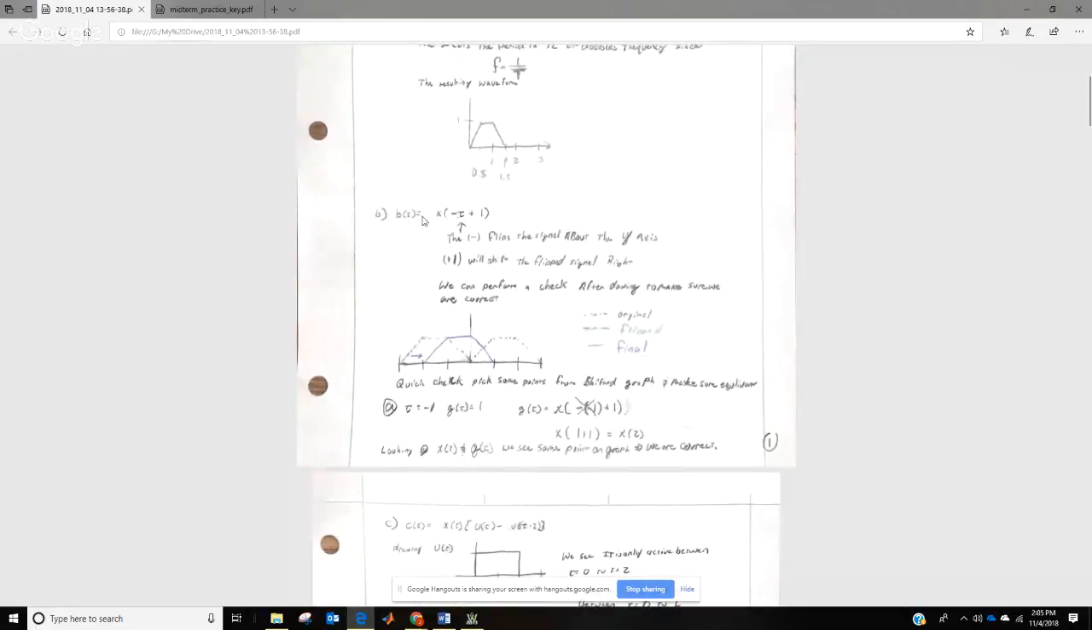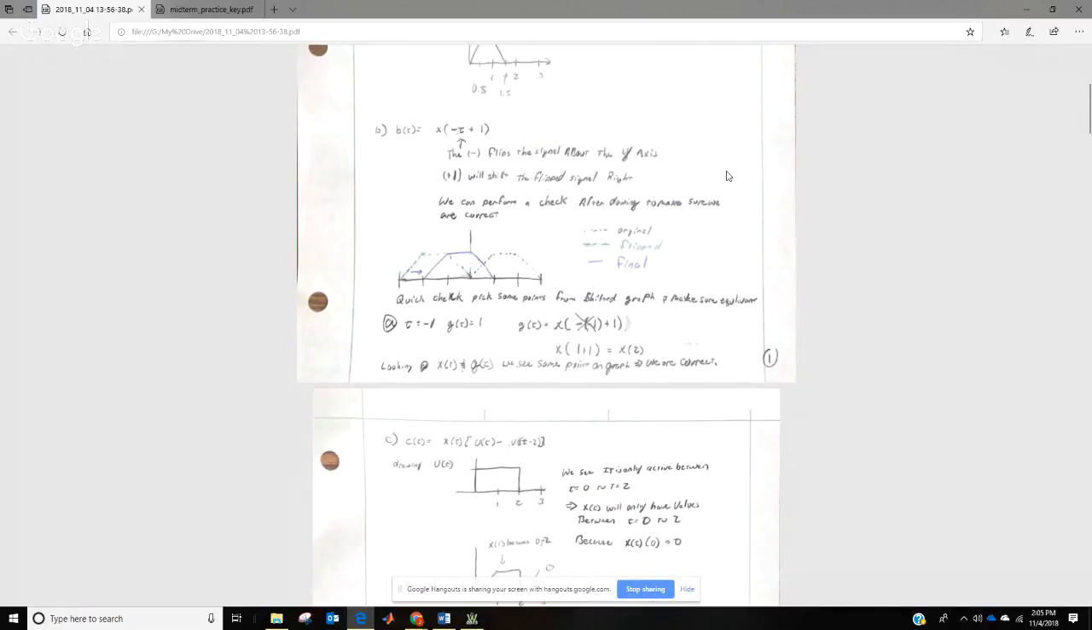For problem 1b, we have g of t equals x of negative t plus 1. So we can see the negative sign flips it along the y-axis, and the plus 1 will shift it to the right. I get the shifts left and right confused quite often, so I usually do a little check to make sure I did this correctly. The pencil dash is the original, the green dash is flipped, and then the blue is shifted over to the final by 1 to the right.